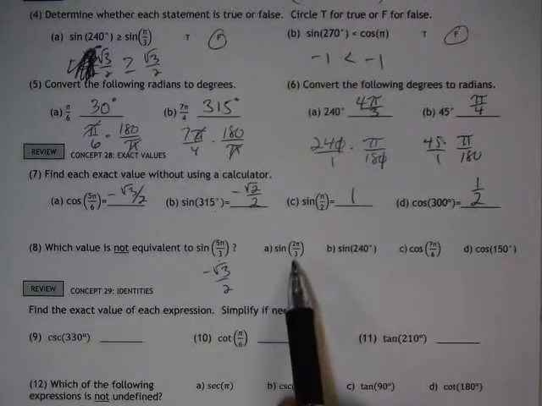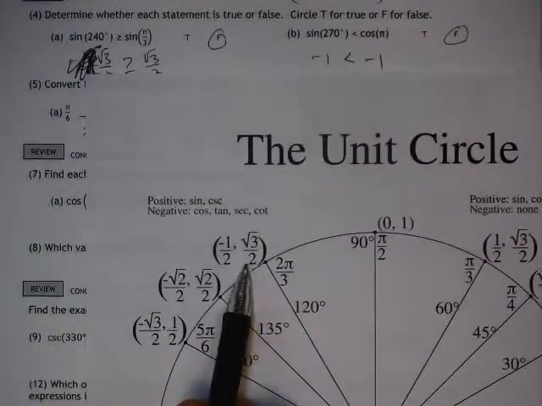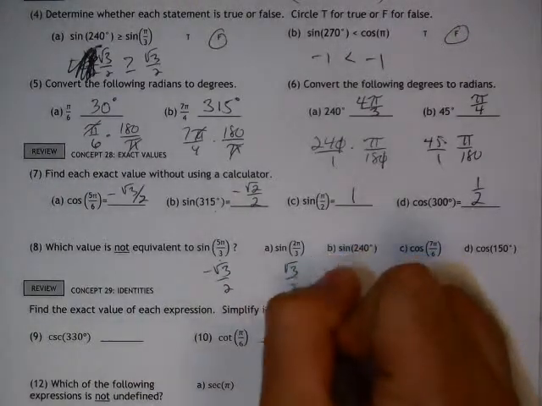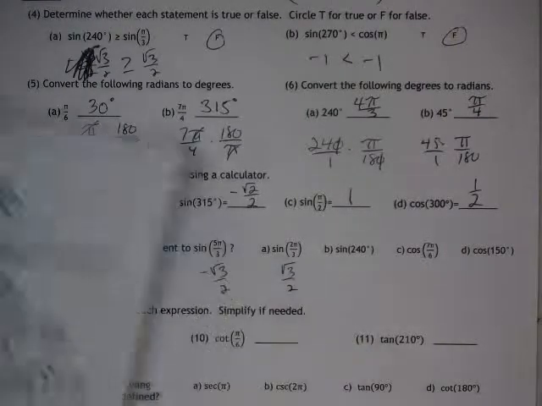So we'll start with A. Sine of 2 pi over 3, the y value there. There's square root 3 over 2, positive square root 3 over 2. And that is not the same. I lucked out here. I think A is going to be our answer. Now we'll check the rest just to make sure.